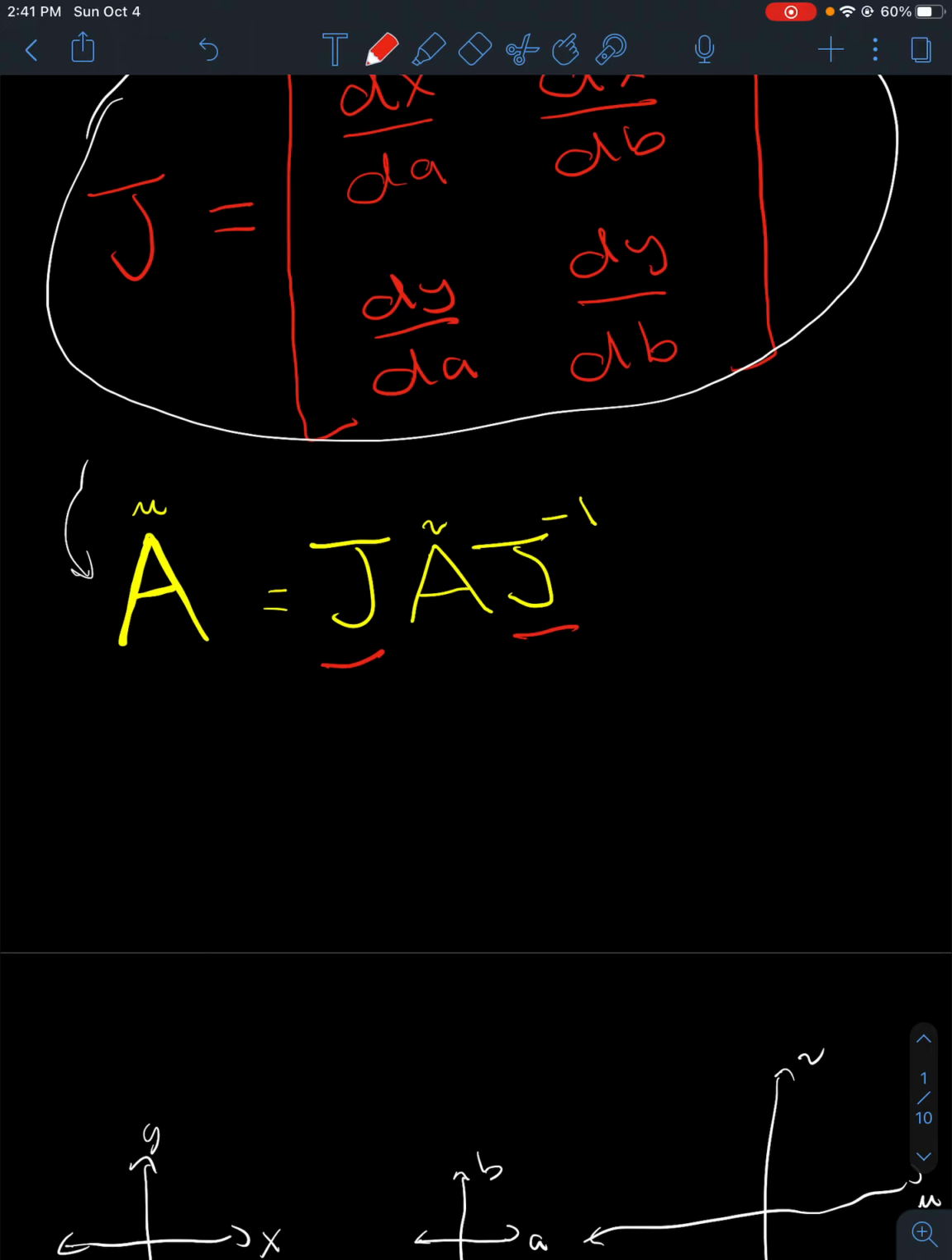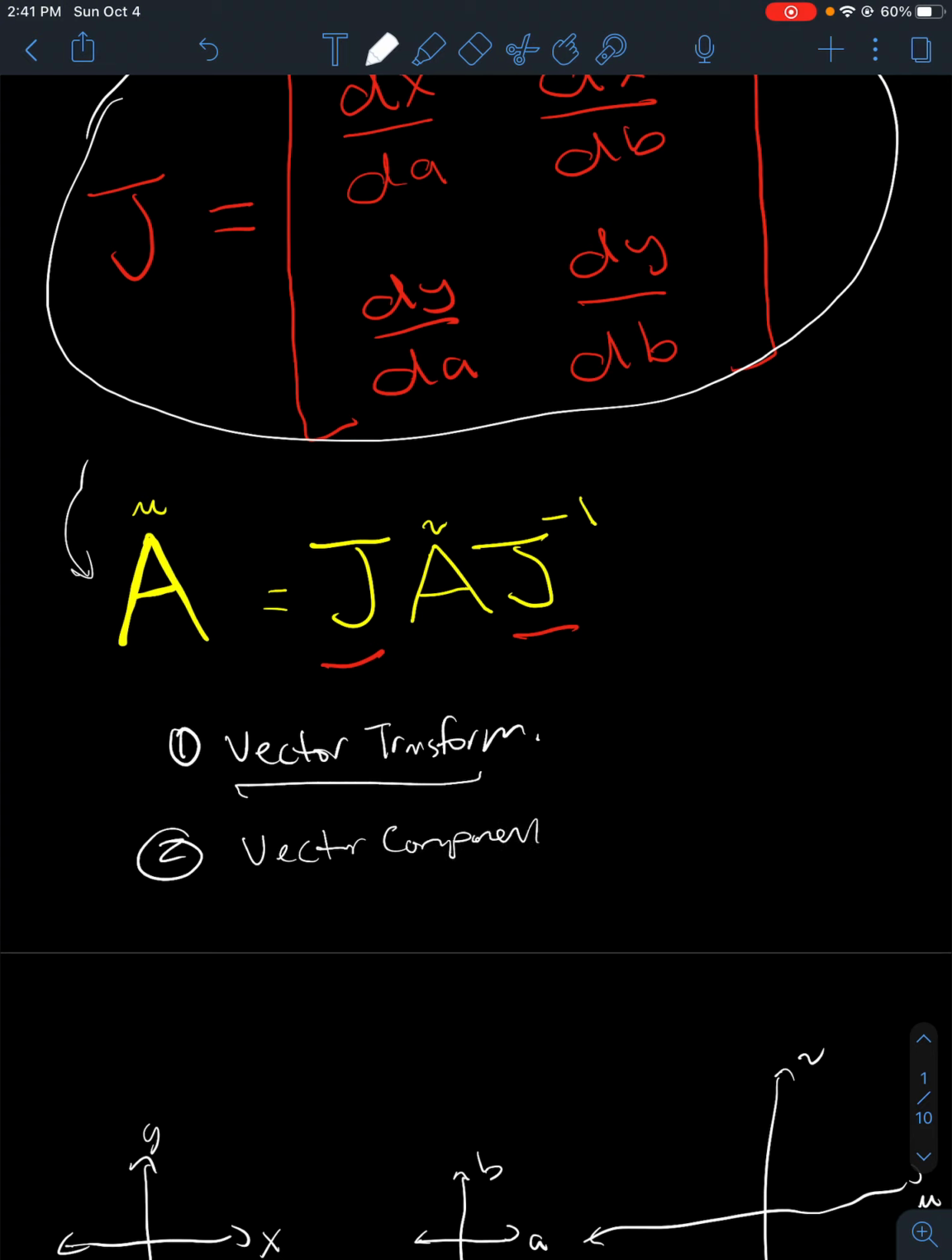So the roadmap for the next videos is this. First, vector transformations, now that we know what transformations are. Second, we're going to talk about vector component transformations, and then we will finally get to linear maps. So yeah, that's the roadmap. See you guys later.